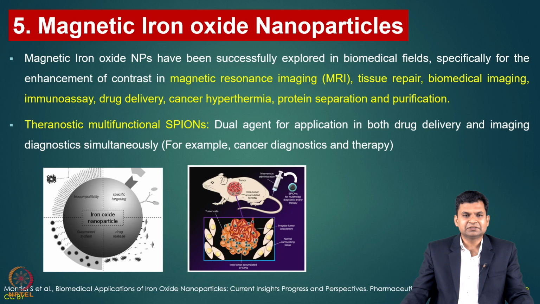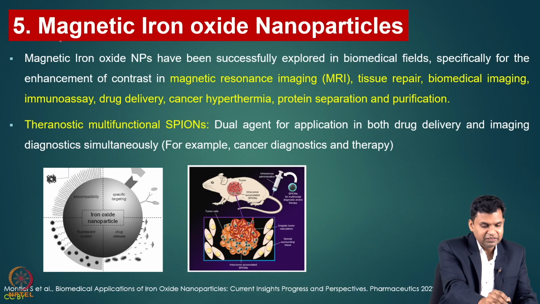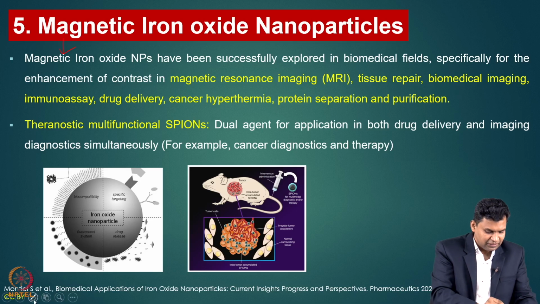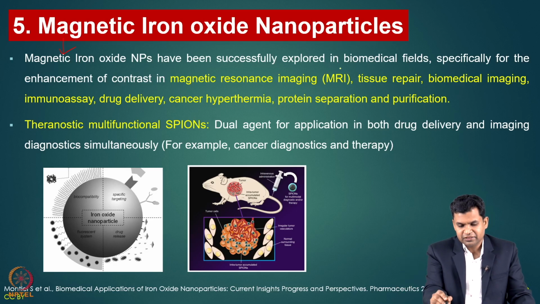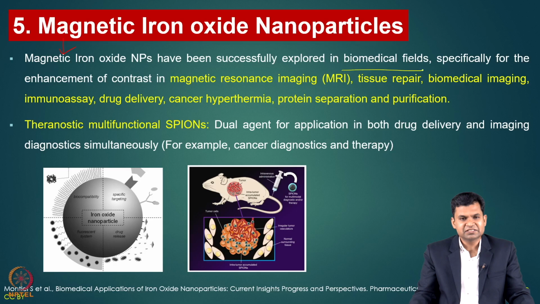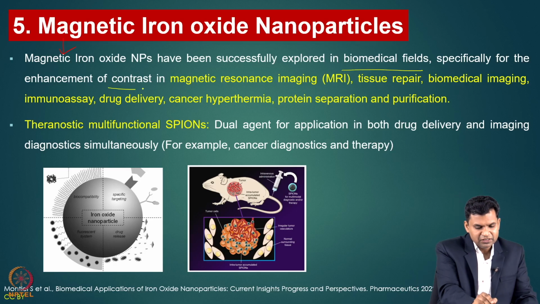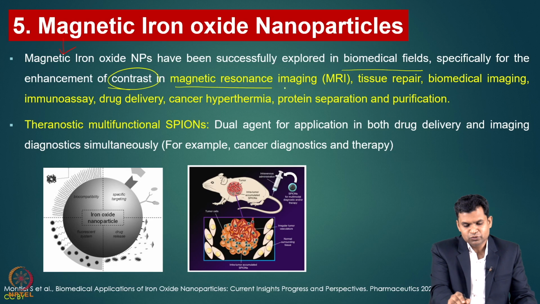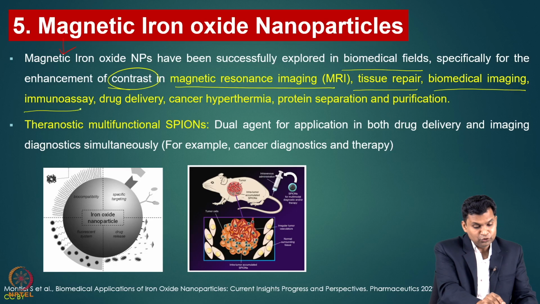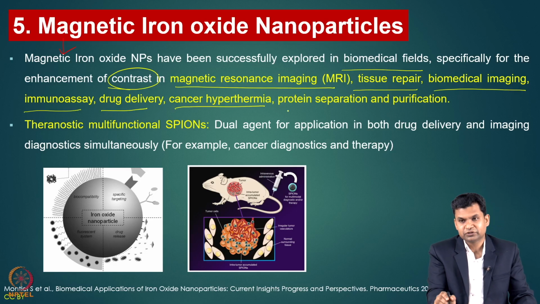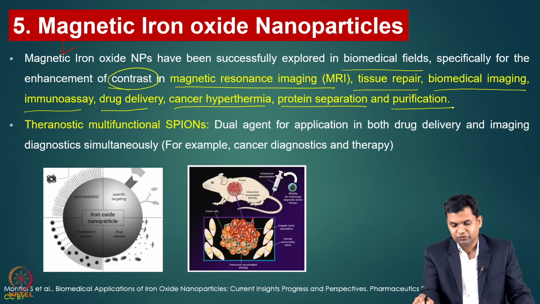Now, another carrier is magnetic iron oxide nanoparticles. The name itself tells you that they have magnetic properties. These are metal particles and also metal oxide particles, which are used in various biomedical fields because they have contrast properties, so they can be used in MRI, tissue repair, biomedical imaging, immunoassay, drug delivery, cancer hyperthermia, and protein separation and purification.